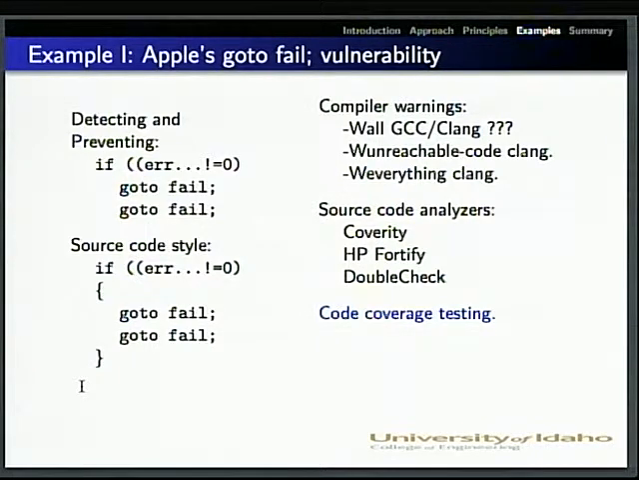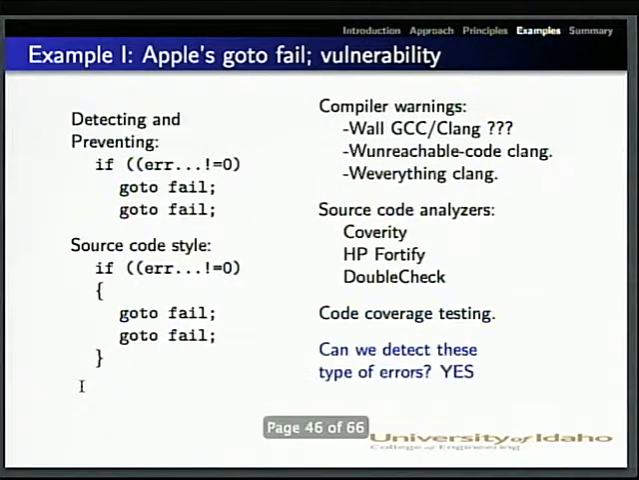And also, if you did code coverage testing, so you did testing to make sure that all the possible paths in the code were executed. So the question is, can we detect these types of errors? And the answer is yes, this is currently the state of the practice. So the fact that Apple did not do this and we had that vulnerability verifies the strength of our previous holistic approach, saying it's not enough just to have tools. There are also organizational issues that you need to look at.